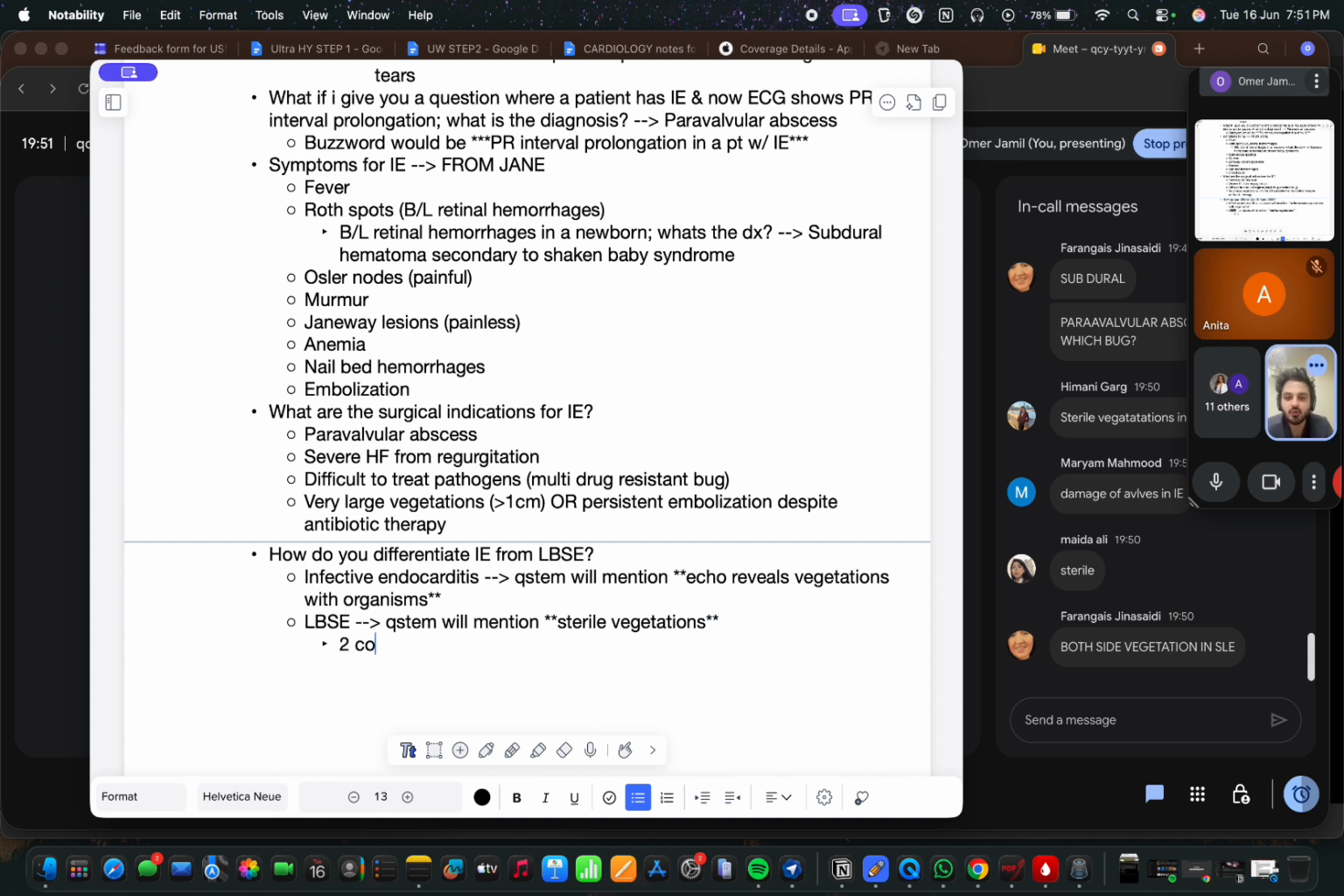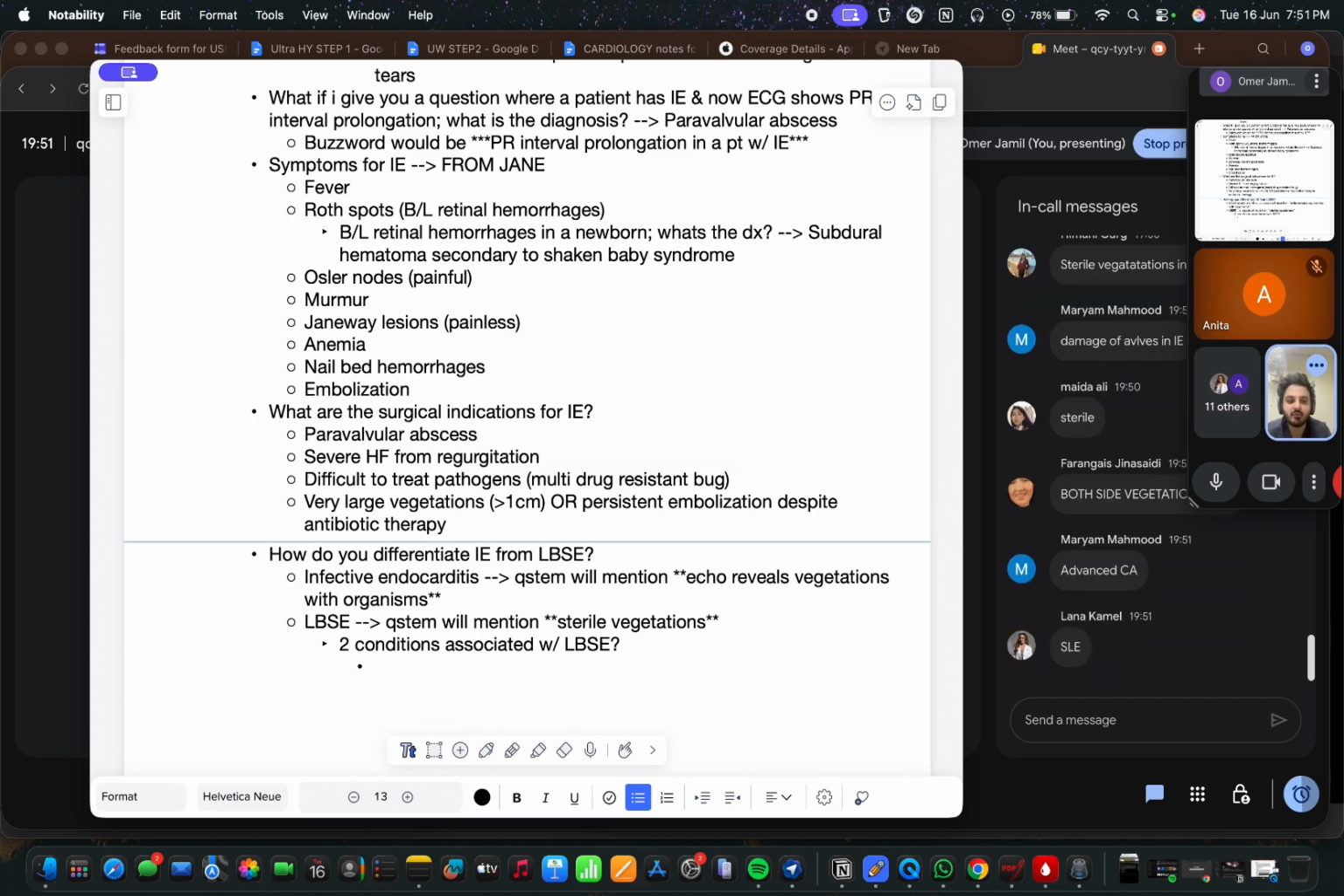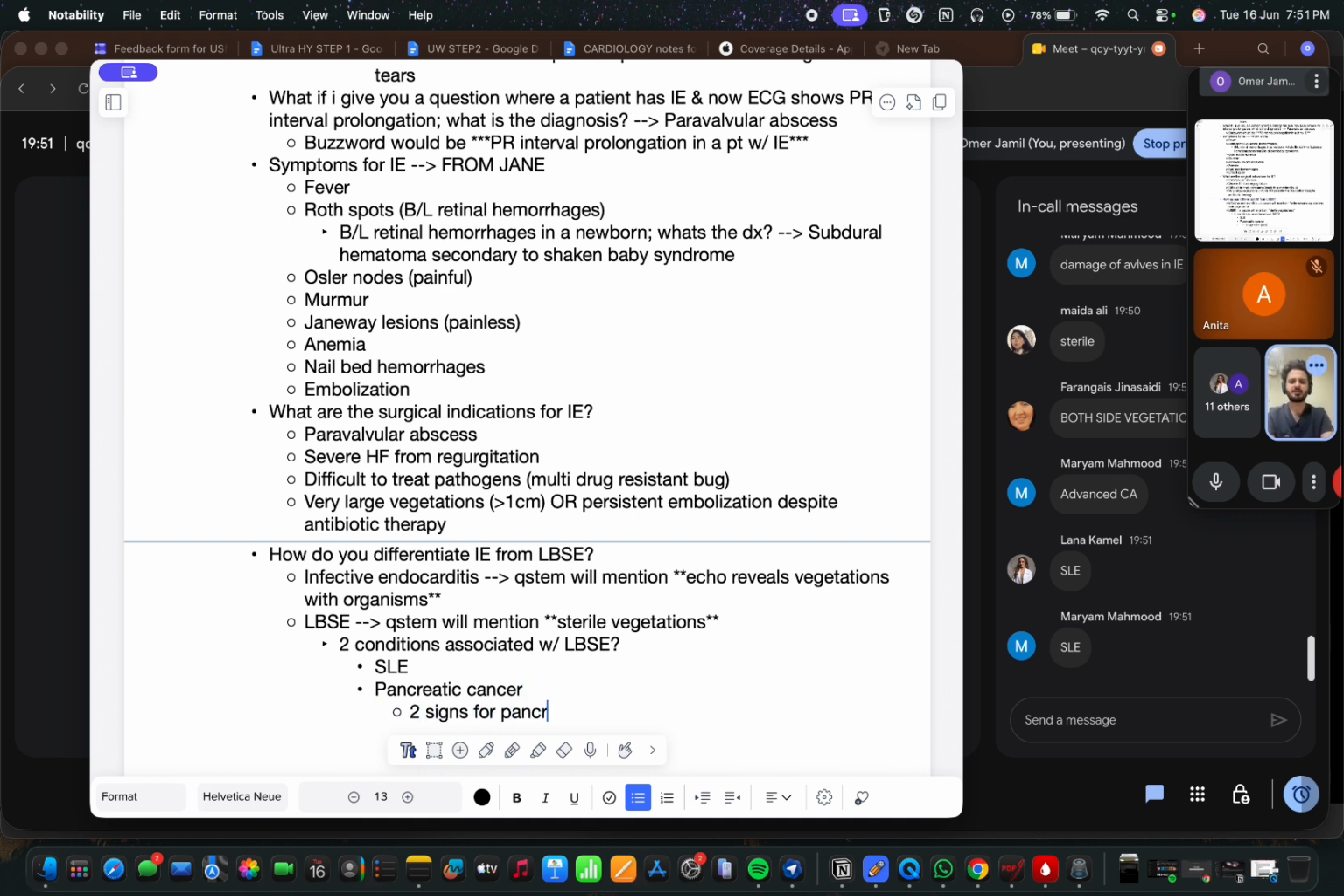Then, two conditions associated with LBSE. What are the two conditions? Advanced malignancy. Okay, SLE. But the advanced malignancy, the particular one is basically pancreatic cancer. Okay, very strongly associated with it. Two signs for pancreatic cancer. What are those?